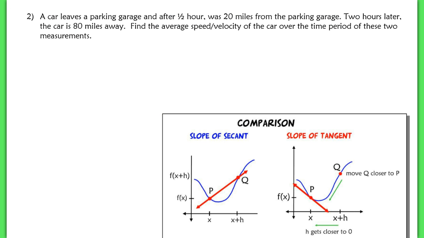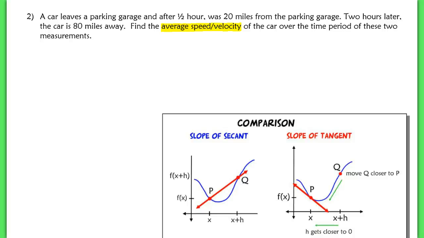Now question 2 is a little bit more of an application problem. It says a car leaves a parking garage and after a half hour it was 20 miles from the parking garage. 2 hours later the car is 80 miles away. We want to find the average speed or velocity of the car over the time period of these 2 measurements. Let's make sure we understand that when they ask for the average speed or velocity of the car, what they're really referring to is the average rate of change. So we're simply going to find the slope of the line that connects 2 coordinates.